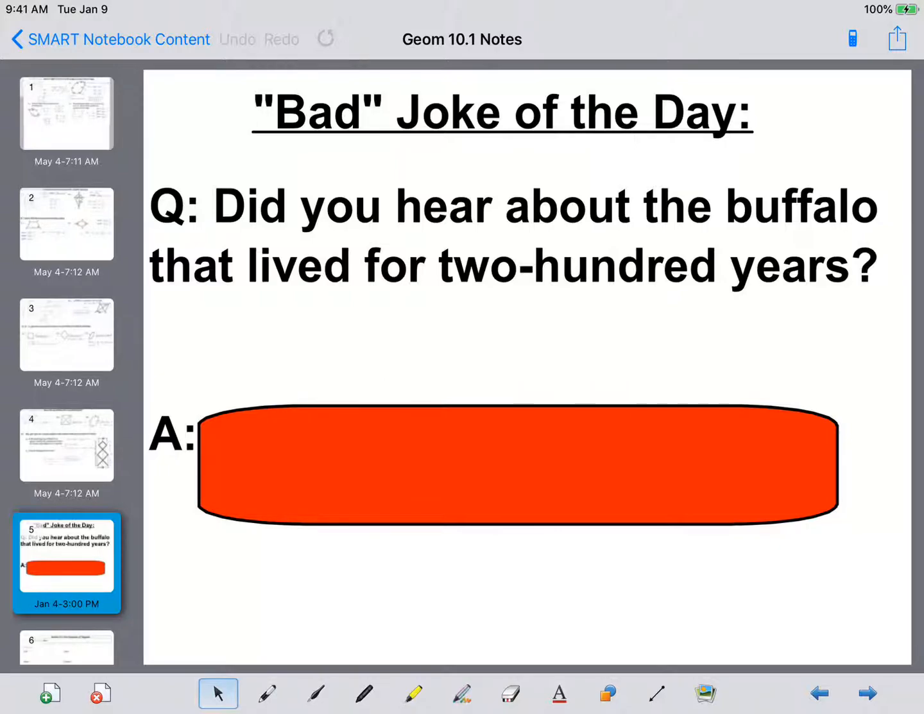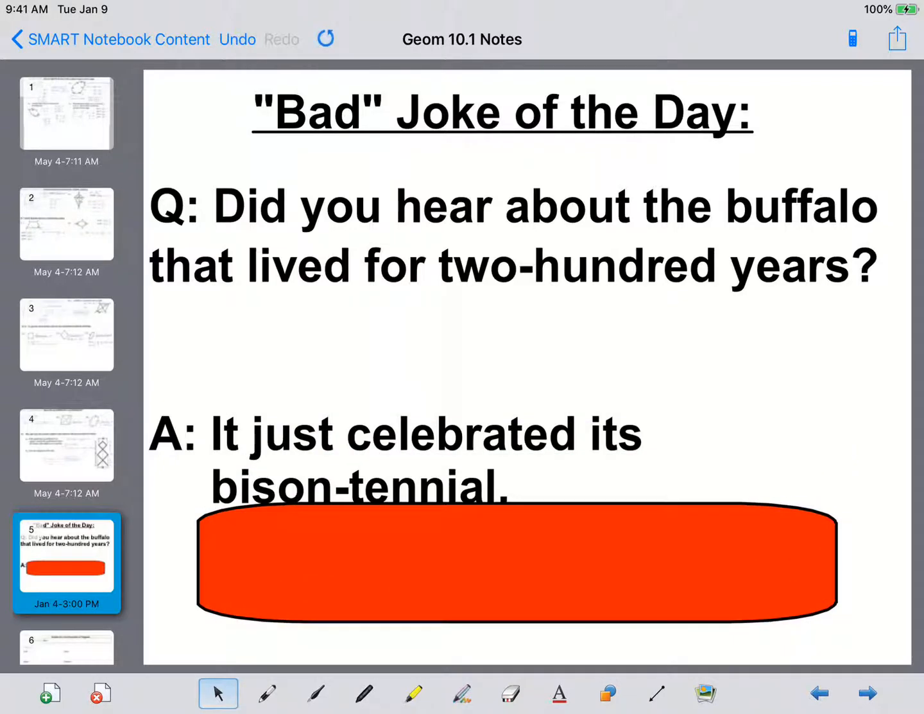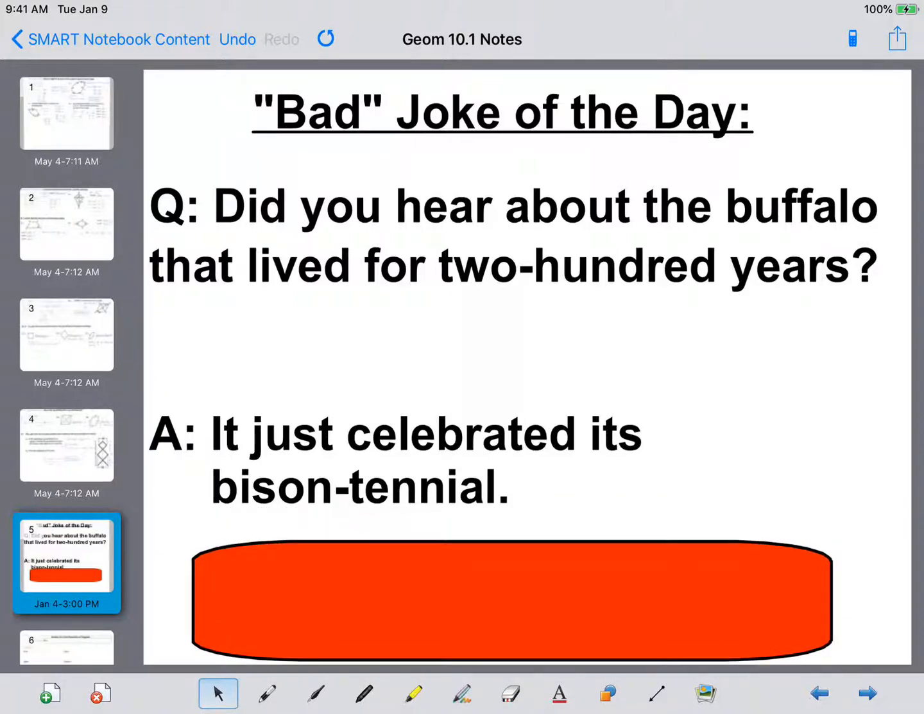Before we get into that, here's your bad joke. Did you hear about the buffalo that lived for 200 years? Well, it just celebrated its bicentennial.